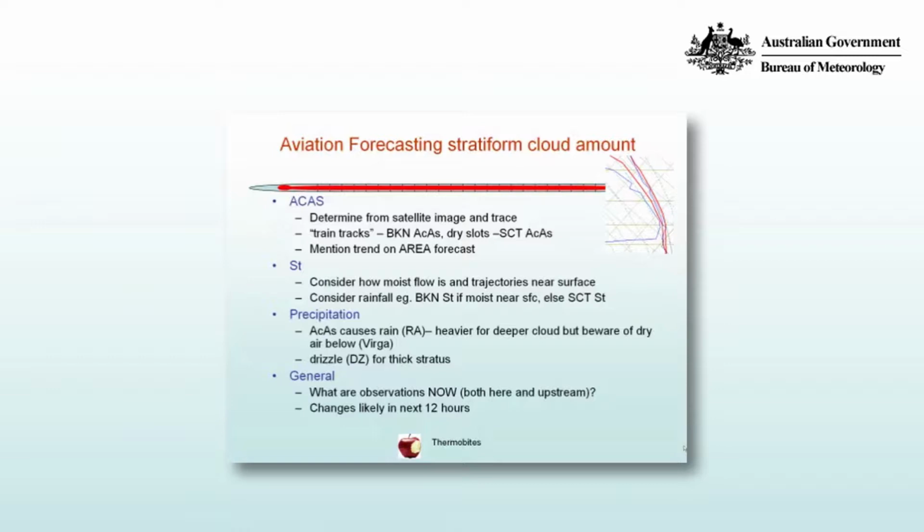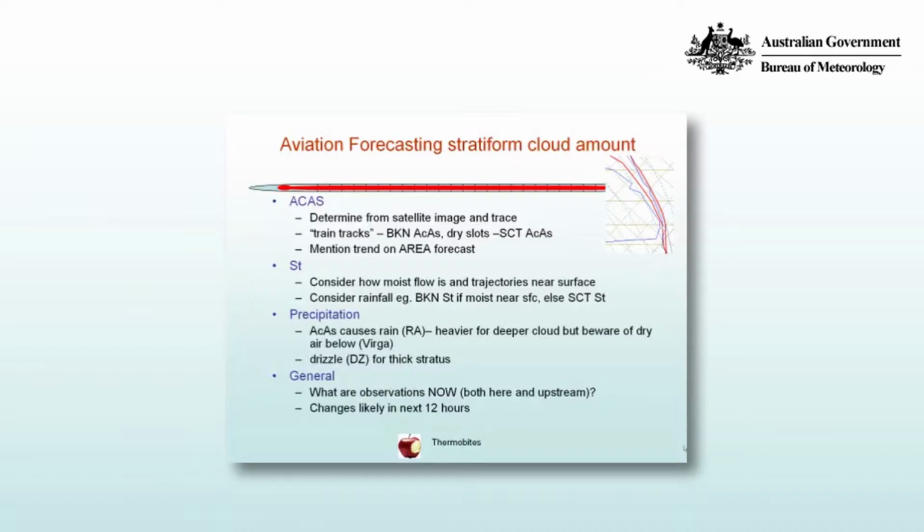Firstly, altocumulus altostratus, or ACAS. You can determine the cloud amount obviously from a satellite image, but you can also make some estimation from the trace. If the trace is dominated by train tracks, that is a small dew point depression through a large depth of atmosphere, then it's very likely that the altocumulus altostratus will be broken.